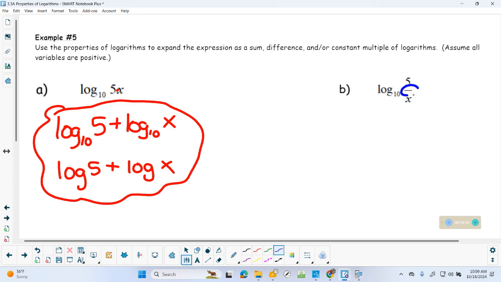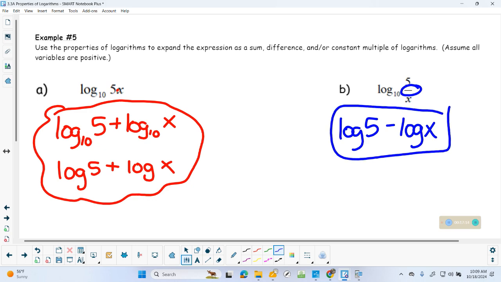Okay, so this one, quotient, expands to what operation? Subtraction. And I'm tired, I'm just going to put log. Log of 5 minus log of x. If you want to put the 10s on, I guess put the 10s on. Got it. I like these. I think these are easier than all those crazy number ones.